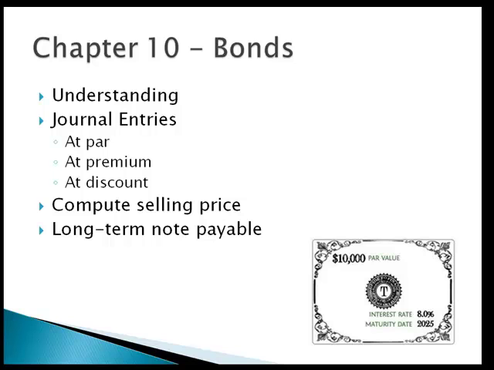So Chapter 10 is all about bonds, and these are not the same types of bonds that maybe you received or given as gifts in the past. Those are Series EE bonds where you pay for the bond, and then at the end of the life of the bond you can exchange them for a higher value.